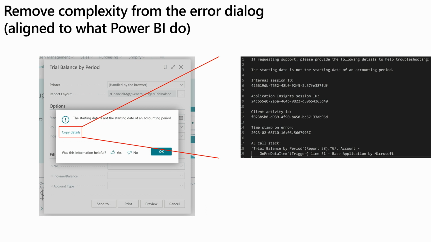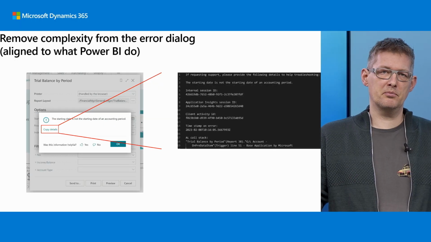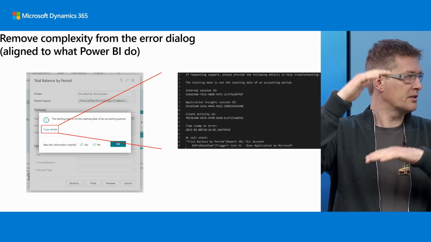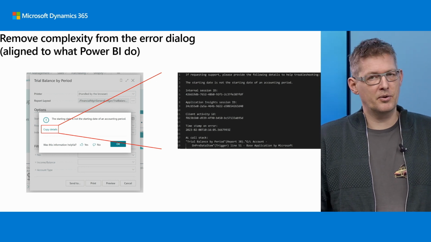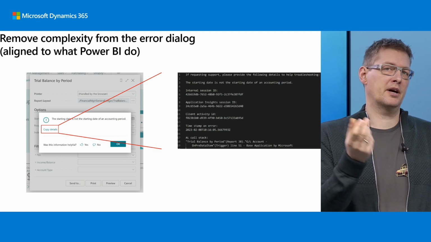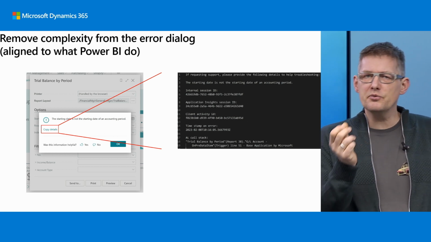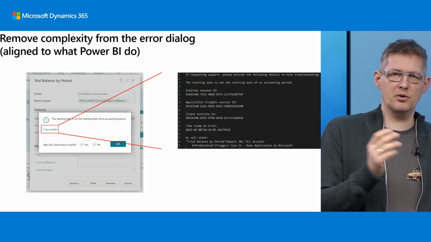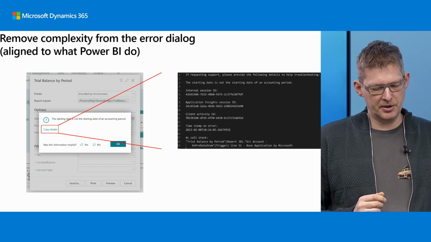For the first thing, this is similar to other products like Power BI. We don't have a lot of complexity in case you want the details. You just now have this copy details button if you need to provide or look into what's happening. So this means that the error dialog slims down to something where the user does not need to worry about, do I need to report this? Do I need not to report it? What's going on? So that's why we slimmed this down.